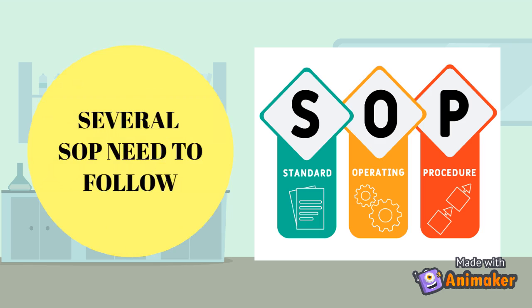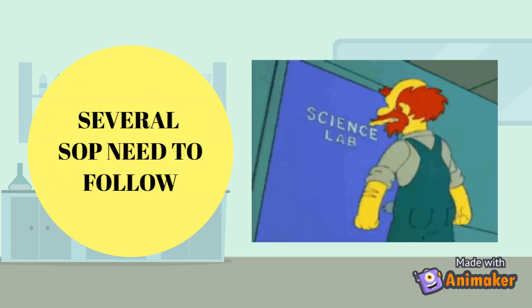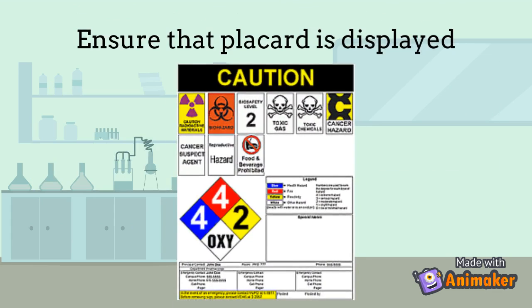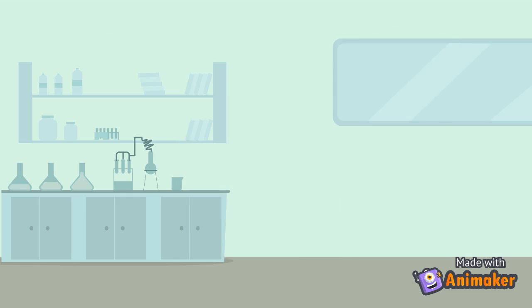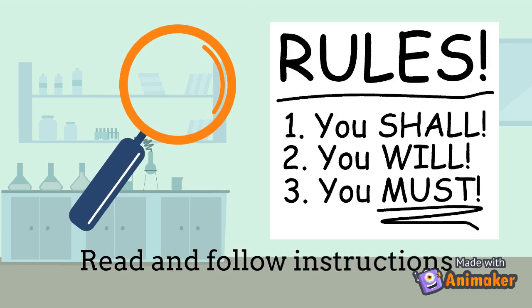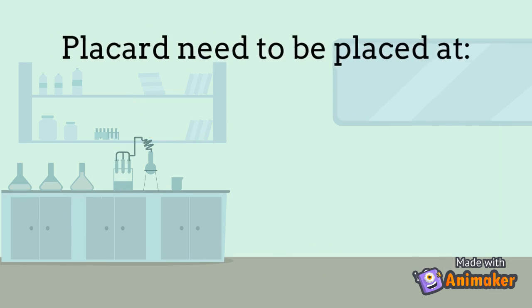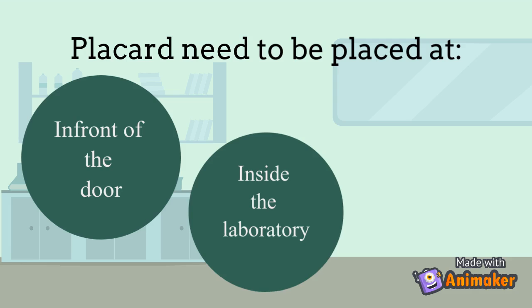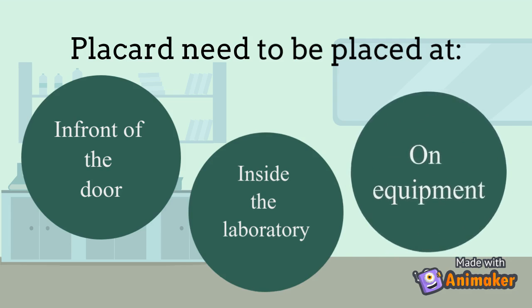There are several SOPs that need to be followed when you enter a cell culture laboratory. Firstly, all personnel are required to ensure that the laboratory placard is displayed before commencing the next procedures. All personnel are required to read and follow instructions on practices and procedures before using those areas. The placard should be suitably placed in front of the door before the entry of the laboratory, inside the laboratory, and also on the equipment so that users who enter the room can easily notice and understand the instructions given.